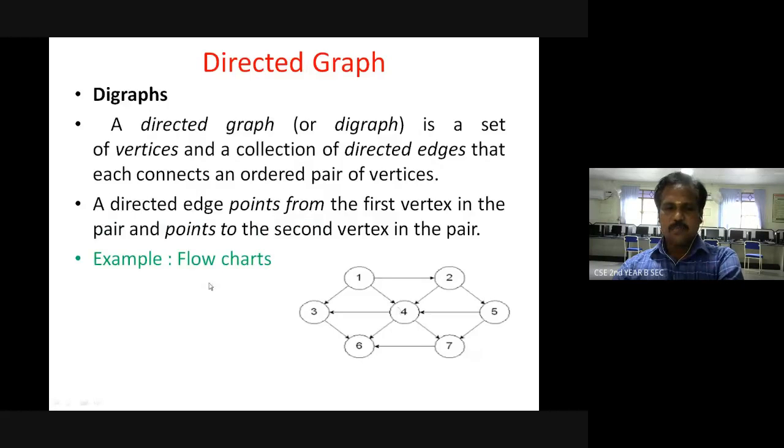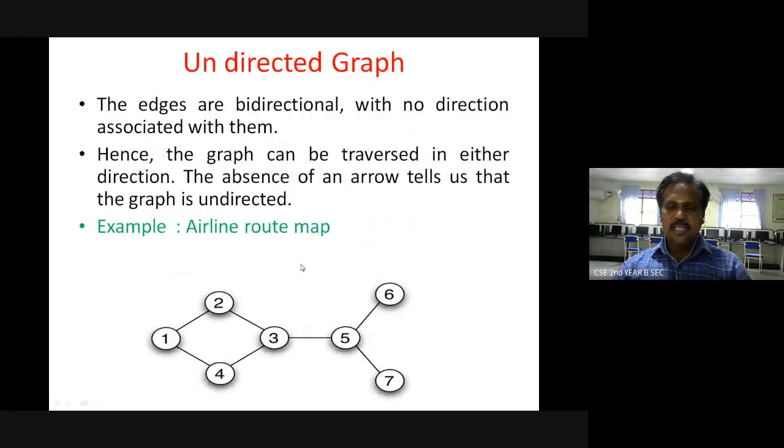So directed graph is applied in flowcharts. Next one is undirected graph. I already told you, no arrow mark is specified in an undirected graph. We can traverse in any direction. We can choose anyone as source node and anyone as destination node.